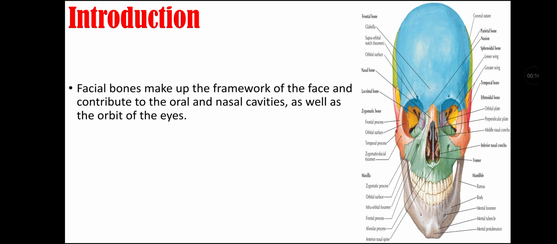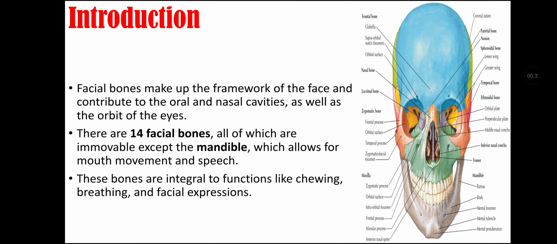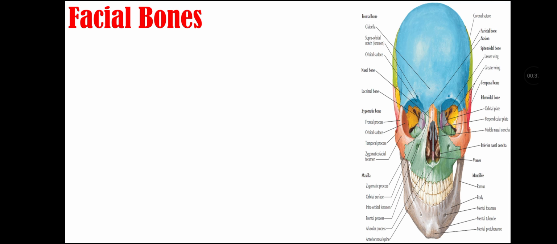Facial bones make up the framework of the face and contribute to the oral and nasal cavities as well as the orbits of the eyes. There are 14 facial bones, all of which are immovable except the mandible, which allows mouth movement and speech. These bones are integral to functions like chewing, breathing, and facial expression.